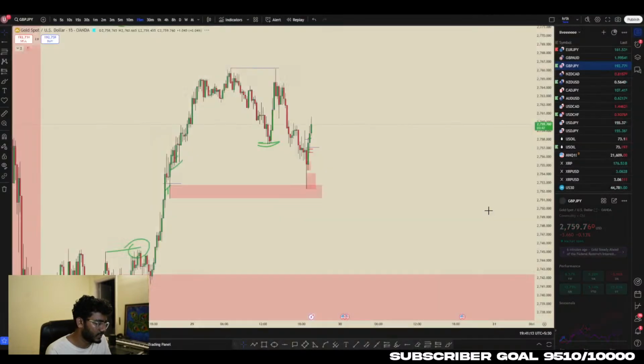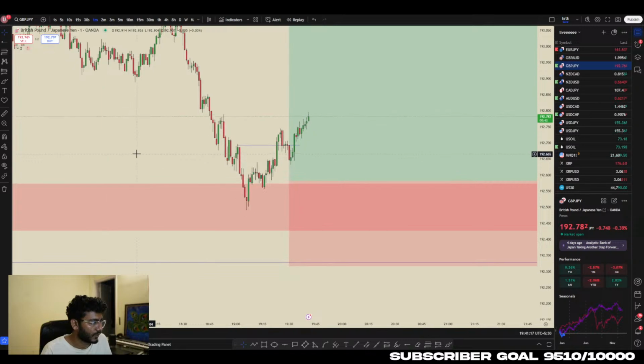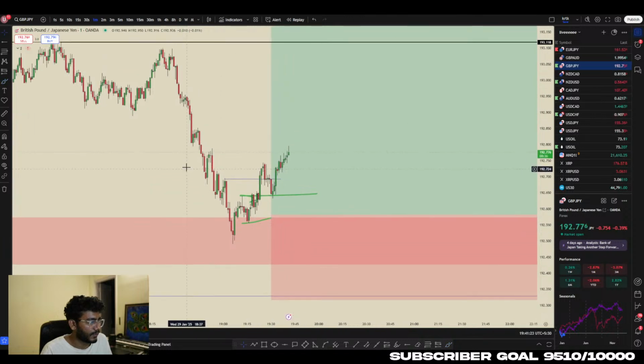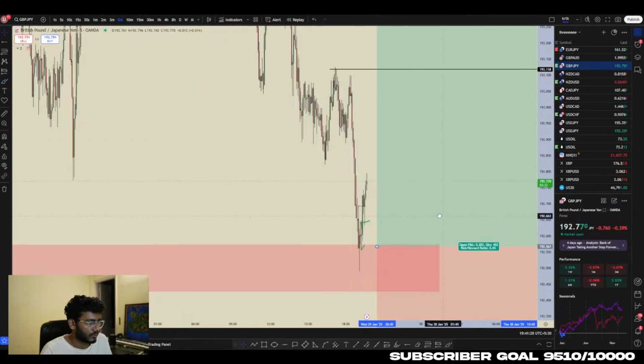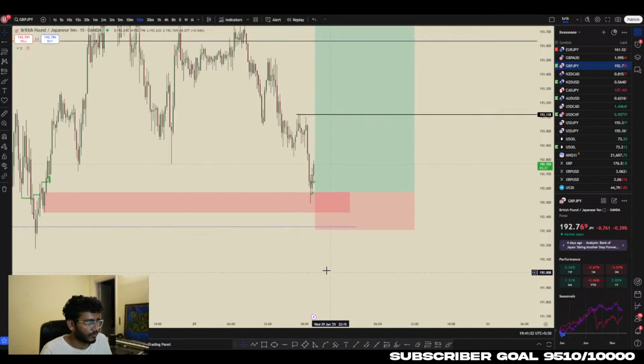So I'm in GJ. I've entered here. I'll put my stop loss below this low. Okay, so price has broken the structure. I've entered here. So right now I will put my stop loss to break even, and if this breaks, then I'll put the stop loss below the structure. Let's see.